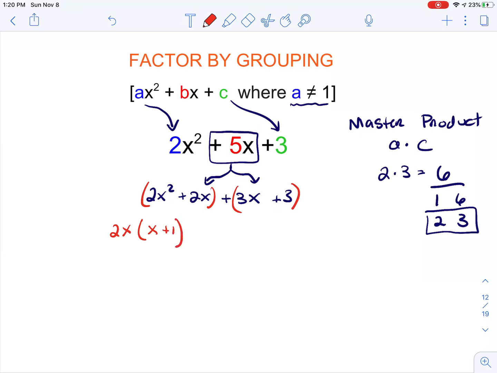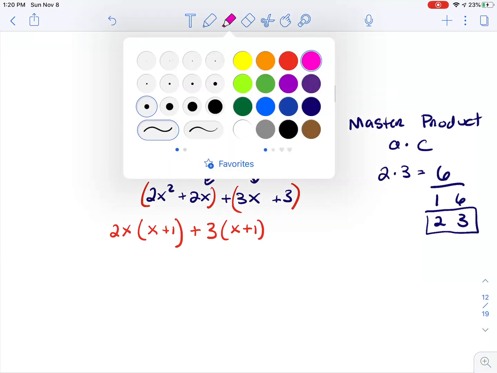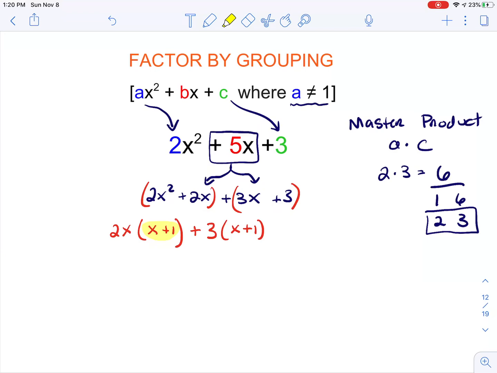Then I look at my second parentheses. I look for a common factor, which in this case is 3, and I'm left with an x plus 1. Now, here's where you can do a self-check. This parenthesis and this parenthesis are the same. Remember, common binomial, like we did in the last lesson.